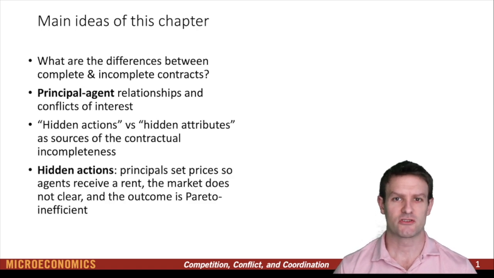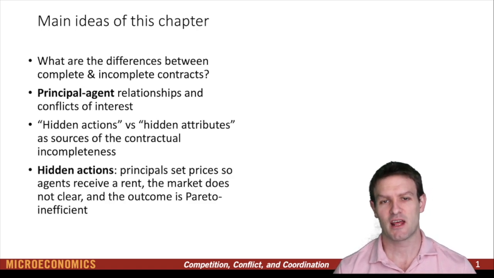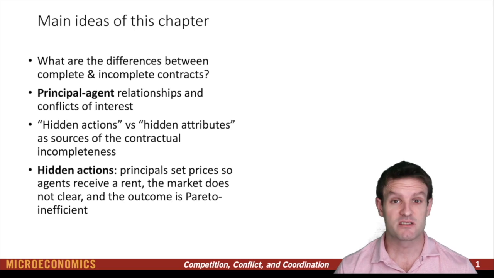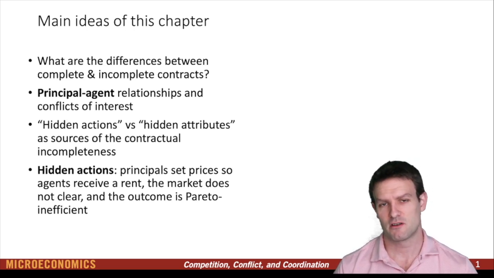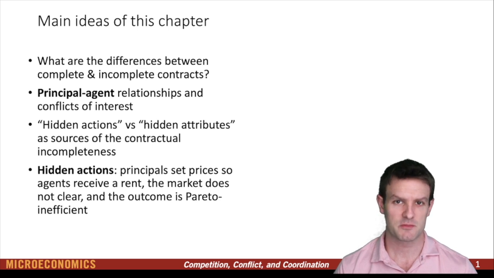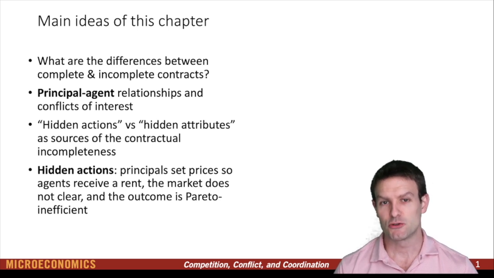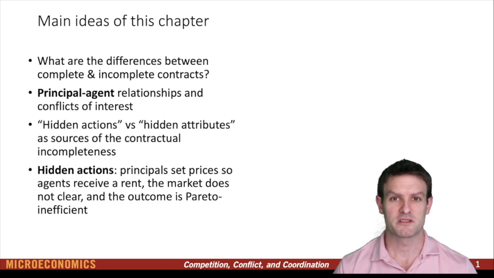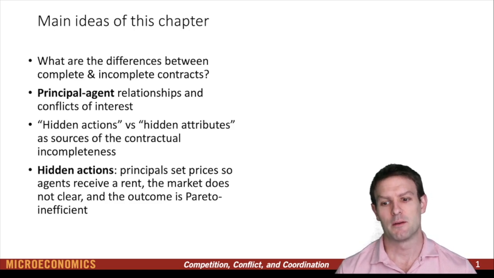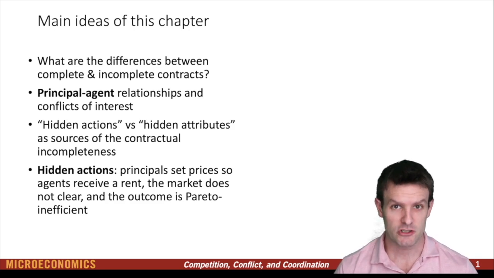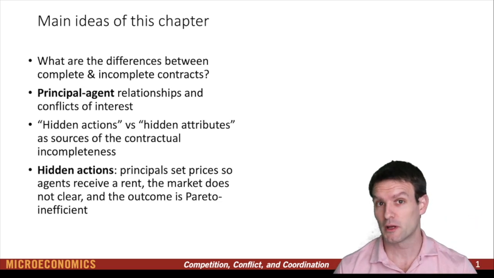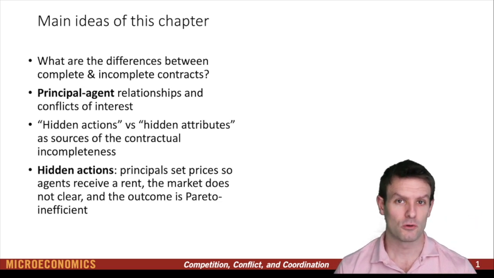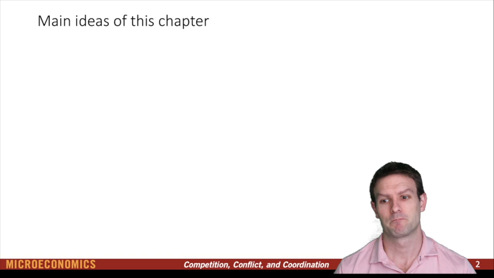With hidden actions, principals, for example, set prices and agents receive a rent. The market does not clear, and the outcome is Pareto inefficient. The important thing here is that we're going to see that in a variety of circumstances with incomplete contracts, you get markets that do not clear, so supply does not equal demand, or quantity supplied does not equal quantity demanded. The outcome is also going to be Pareto inefficient, and there are alternative Pareto superior outcomes that the people involved in the exchange are unable to obtain.